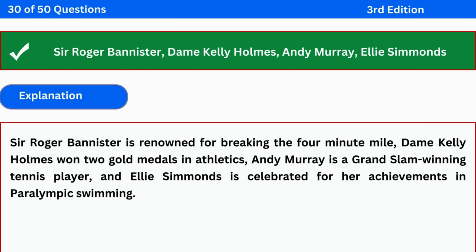The correct answer is Sir Roger Bannister, Dame Kelly Holmes, Andy Murray, Ellie Simmonds. Explanation: Sir Roger Bannister is renowned for breaking the 4-minute mile. Dame Kelly Holmes won 2 gold medals in athletics. Andy Murray is a Grand Slam winning tennis player, and Ellie Simmonds is celebrated for her achievements in Paralympic swimming.